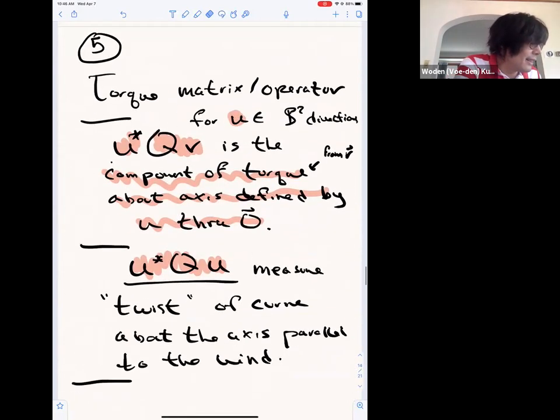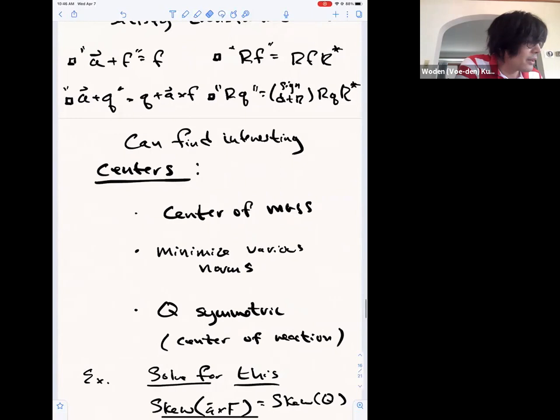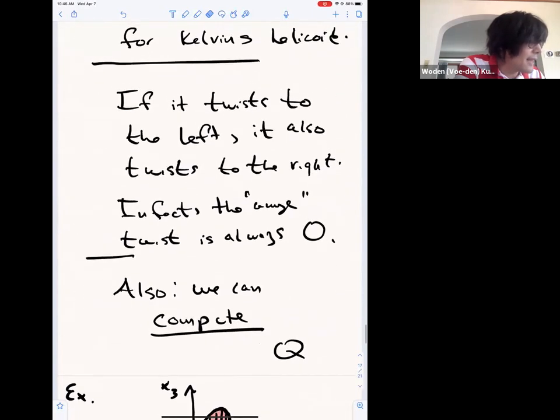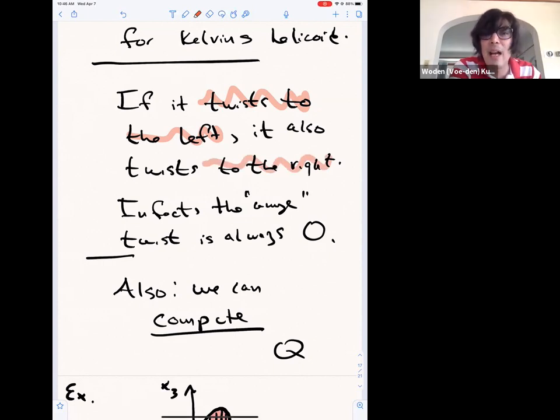So if we interpret this again, UQU is measuring the twist of the curve about an axis parallel to the wind. It says that if I've got a body and I measure it twisting to the left, there's another direction where it's going to twist to the right. It's going to have a negative eigenvalue, and it also is going to have a positive eigenvalue. Twist to the right. And actually, on average, it'll be 0 twist.